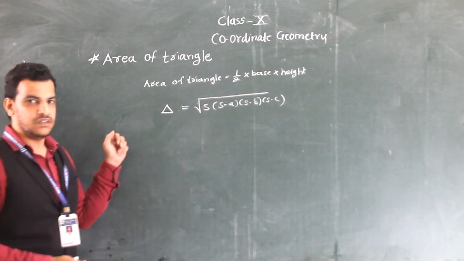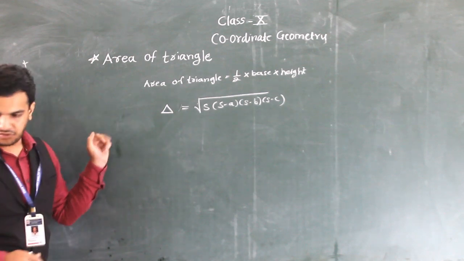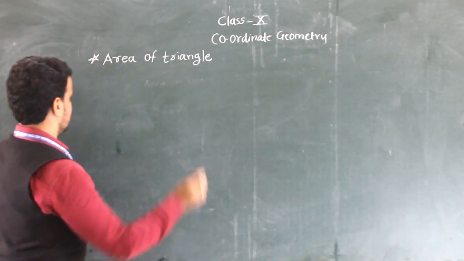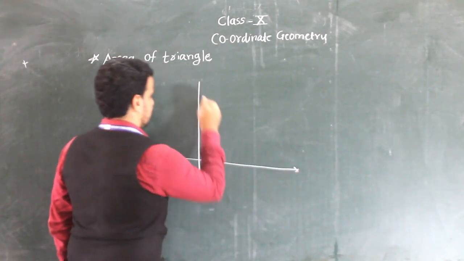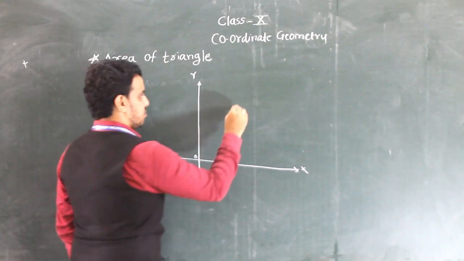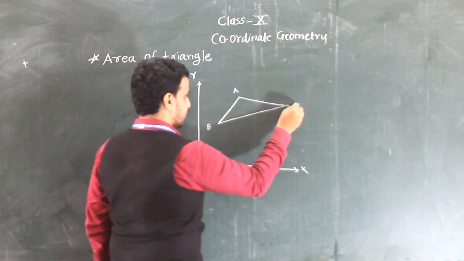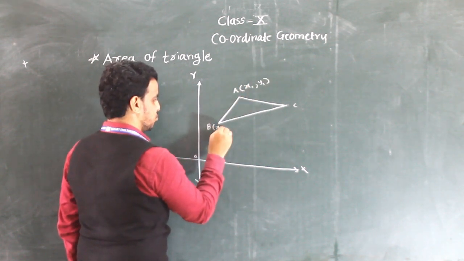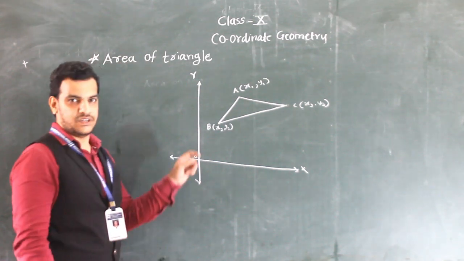So in 10th standard, we are going to learn how to find area of triangle when coordinates are given. First we will derive that formula. So for area of triangle, if coordinates are given, this is x axis, this is y axis, this is origin. If triangle ABC is given, means coordinates are given: A having coordinates x1, y1, B having coordinates x2, y2, and C having coordinates x3, y3. Now we have to find the area of triangle ABC.